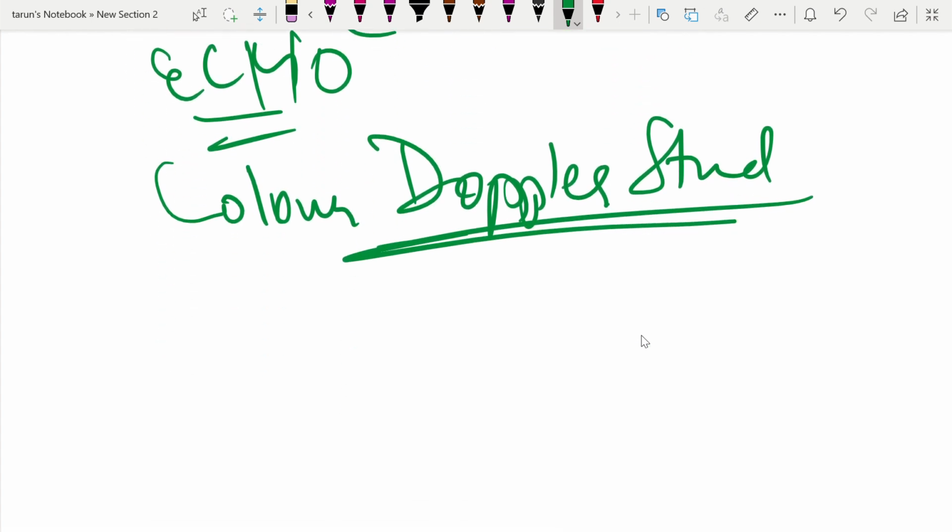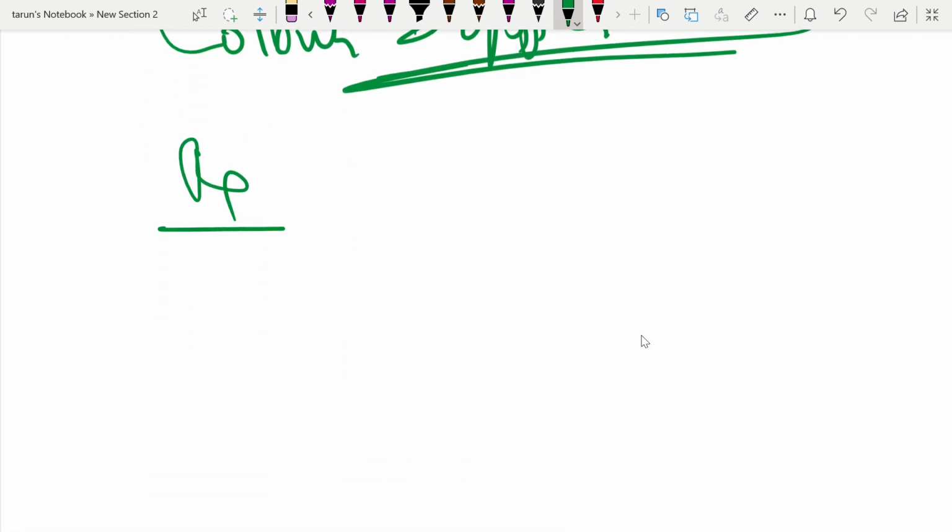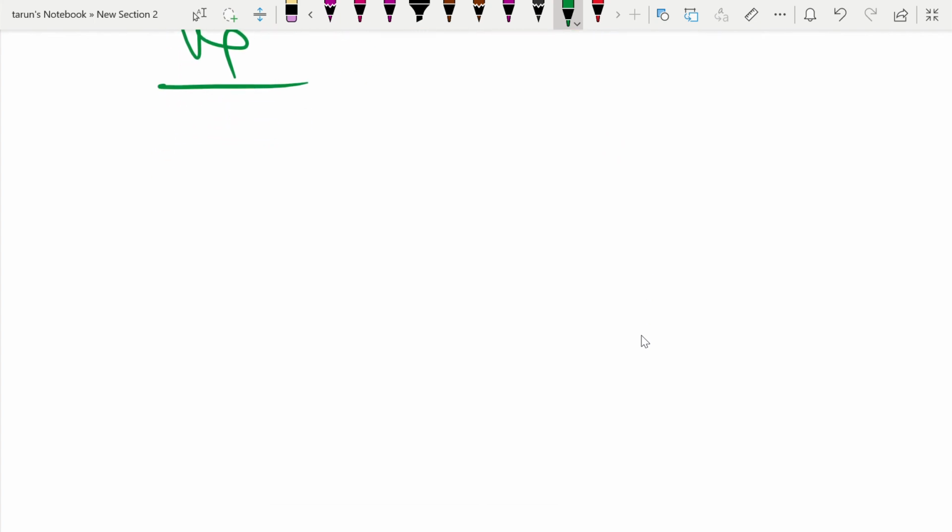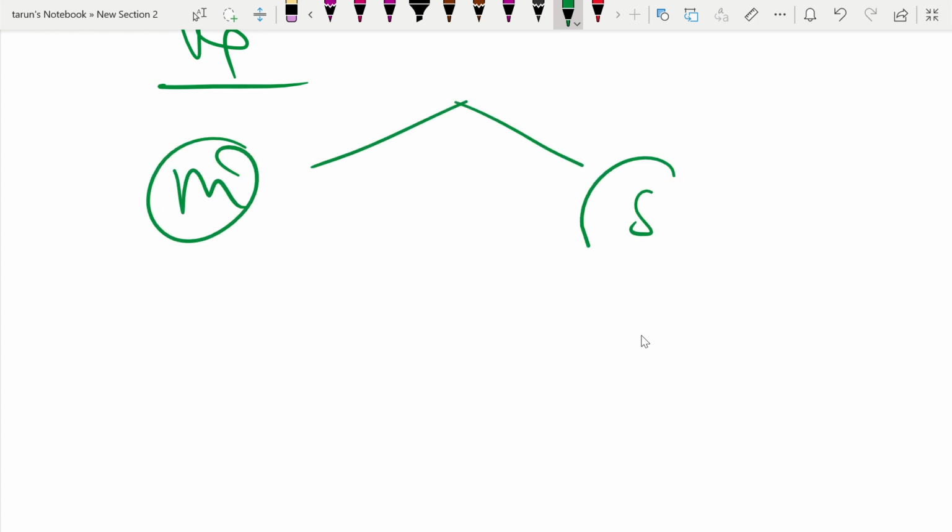Then how will you treat the case of aortic regurgitation? Then comes the important point. First is medical management and then surgical management. Medical management, as in mitral stenosis, is to treat the underlying cause: infective endocarditis and syphilitic aortitis need to be treated.